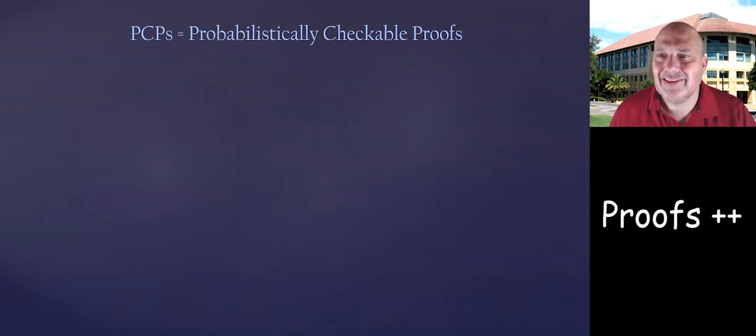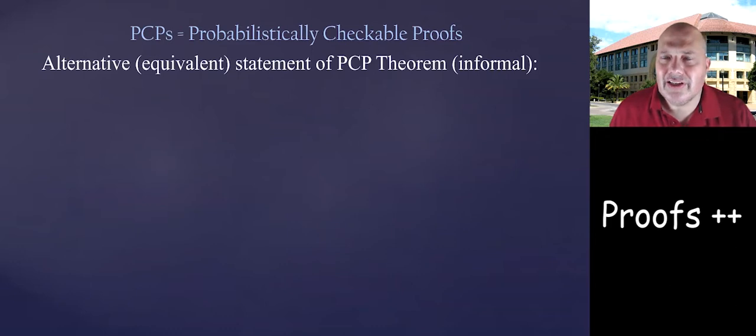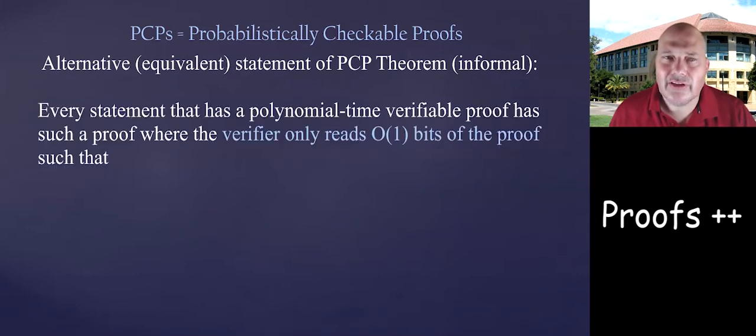So let's abandon this motivation of hardness of approximation and look again at this notion of PCPs, which, as I said, is called probabilistically checkable proofs. To understand why it is called this way, we need to look at a different formulation of this statement. An alternative equivalent statement of the PCP theorem, in an informal fashion, is the following. Every statement that has a polynomial time verifiable proof has such a proof that is still polynomial time verifiable, but can be verified by a verifier that only reads a constant number of bits in the proof.